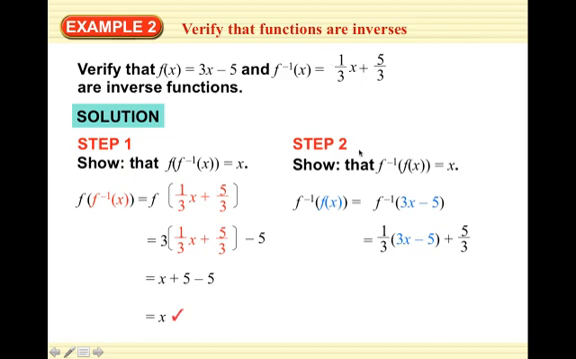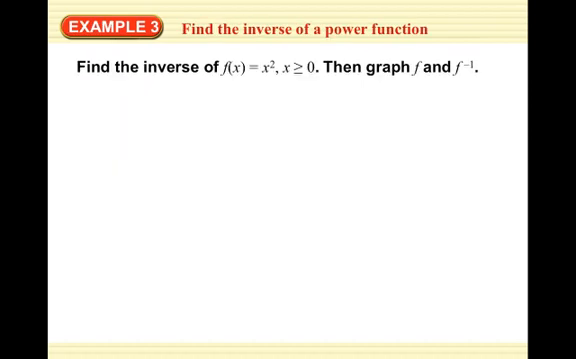So we're going to have 1/3 from our inverse rule times our input, which is 3x minus 5, plus 5/3. Okay, so for this one, I need to distribute the 1/3. 1/3 times 3 is just 1, so we just have 1x, or just plain old x, minus 1/3 times 5 is 5/3, plus 5/3. And so x minus 5/3 plus 5/3 gets us back to x. So we have verified by showing those two steps that f of x and f inverse of x are indeed inverses.